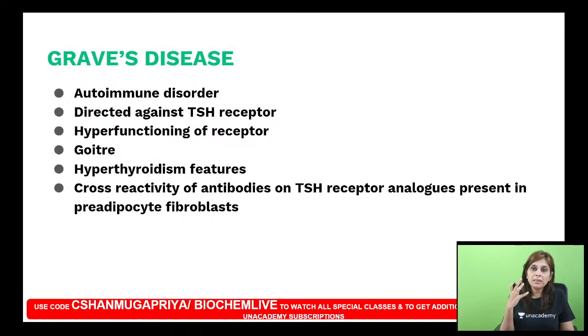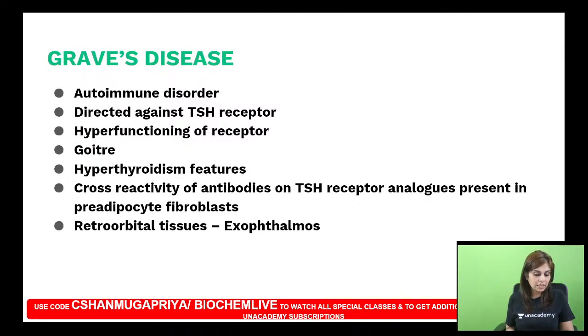So in retroorbital tissues, fibroblasts get activated, they release cytokines. And these cytokines will cause edema. So tell me what will happen when there is retroorbital edema? That causes exophthalmos. Yeah, so what is the reason for exophthalmos in Graves' disease? It is because autoantibodies cross-react with TSH receptor analogs which are present in pre-adipocyte fibroblasts. These fibroblasts are present in retroorbital tissues. So when fibroblasts get activated, they release cytokines that cause exophthalmos.